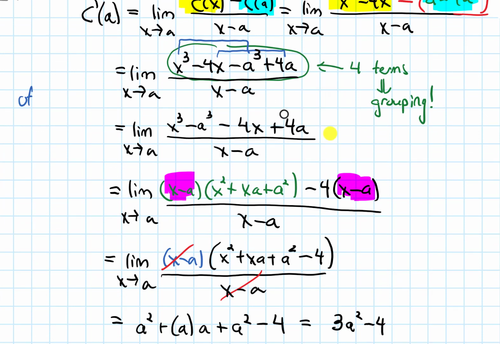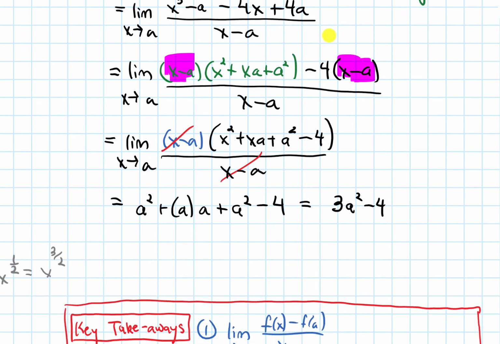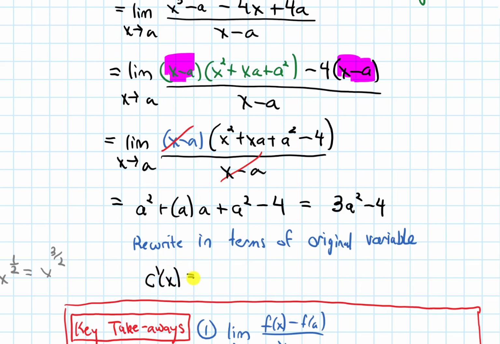So it's good stylistic notation, because the original variable was in terms of x, to write my derivative in terms of x at the end. So as a final step, let's rewrite it in terms of the original variable. And that just means let's change that a to an x. So we get c prime of x will equal 3x squared minus 4. Alrighty, so that is our answer.